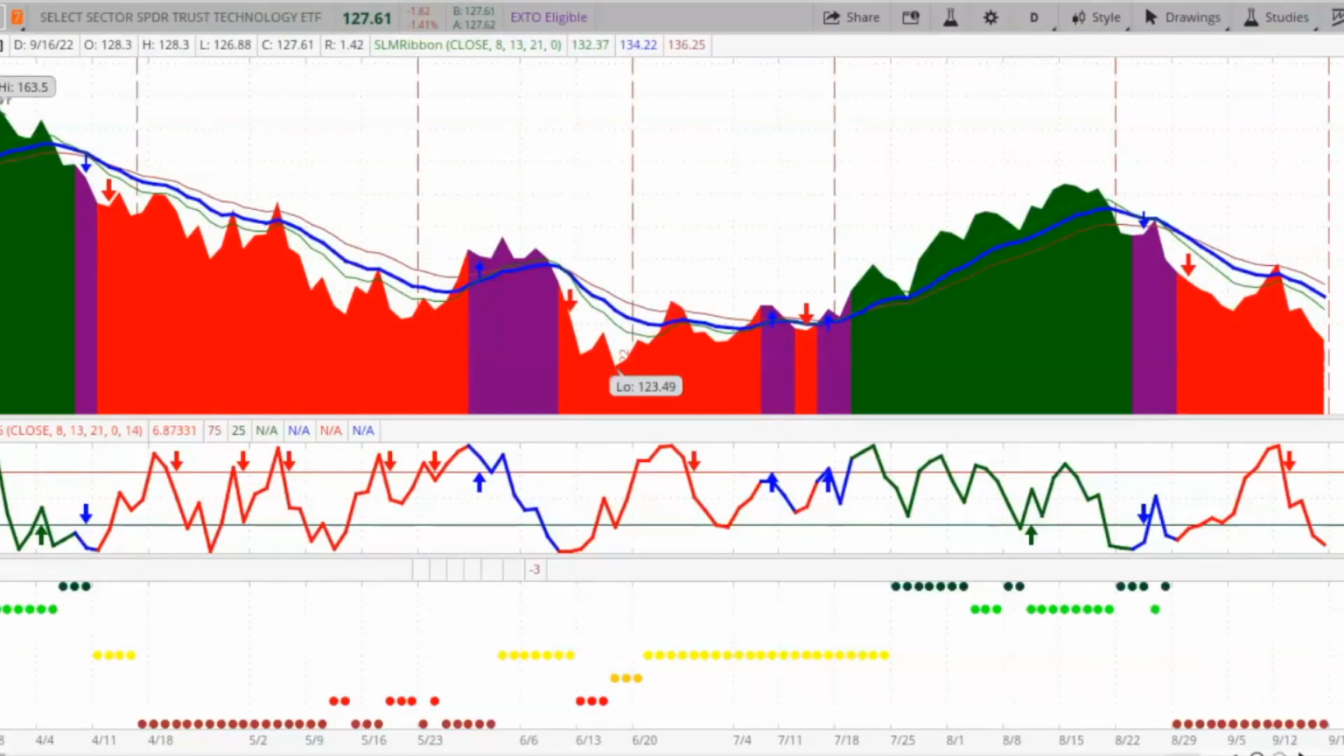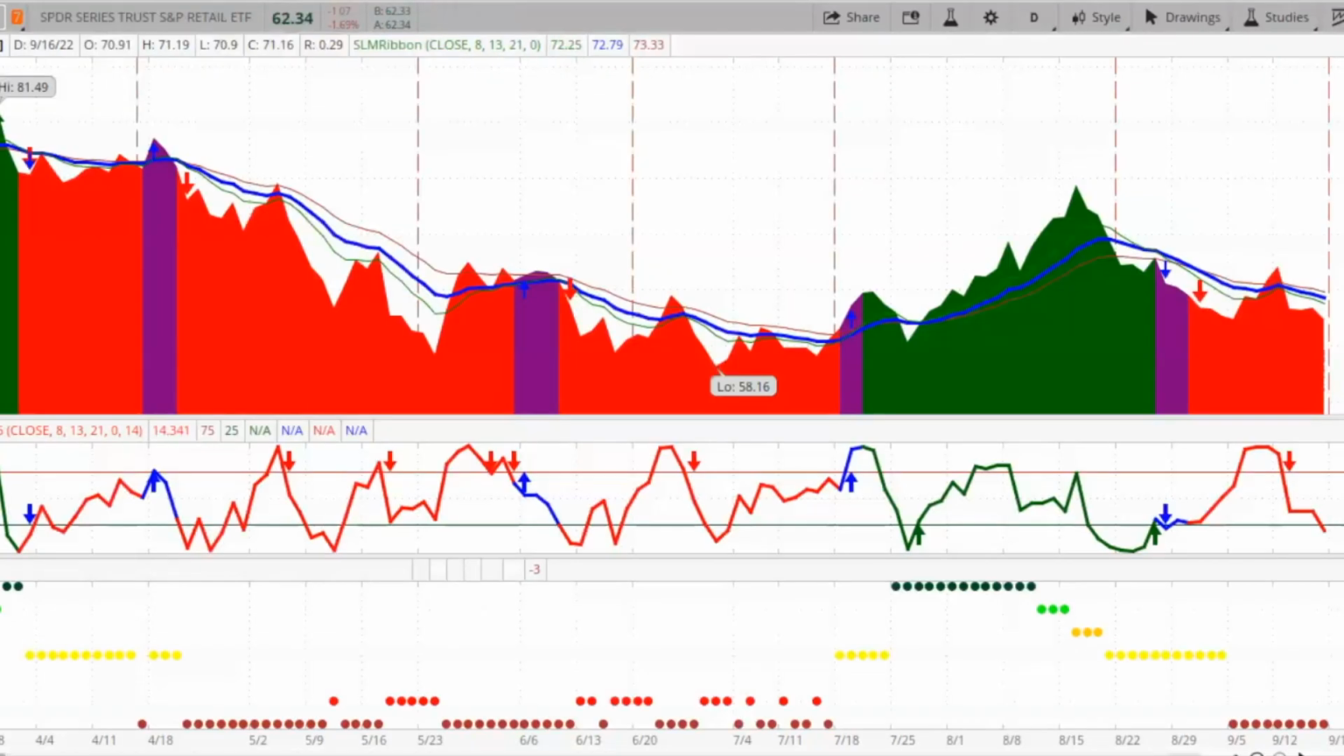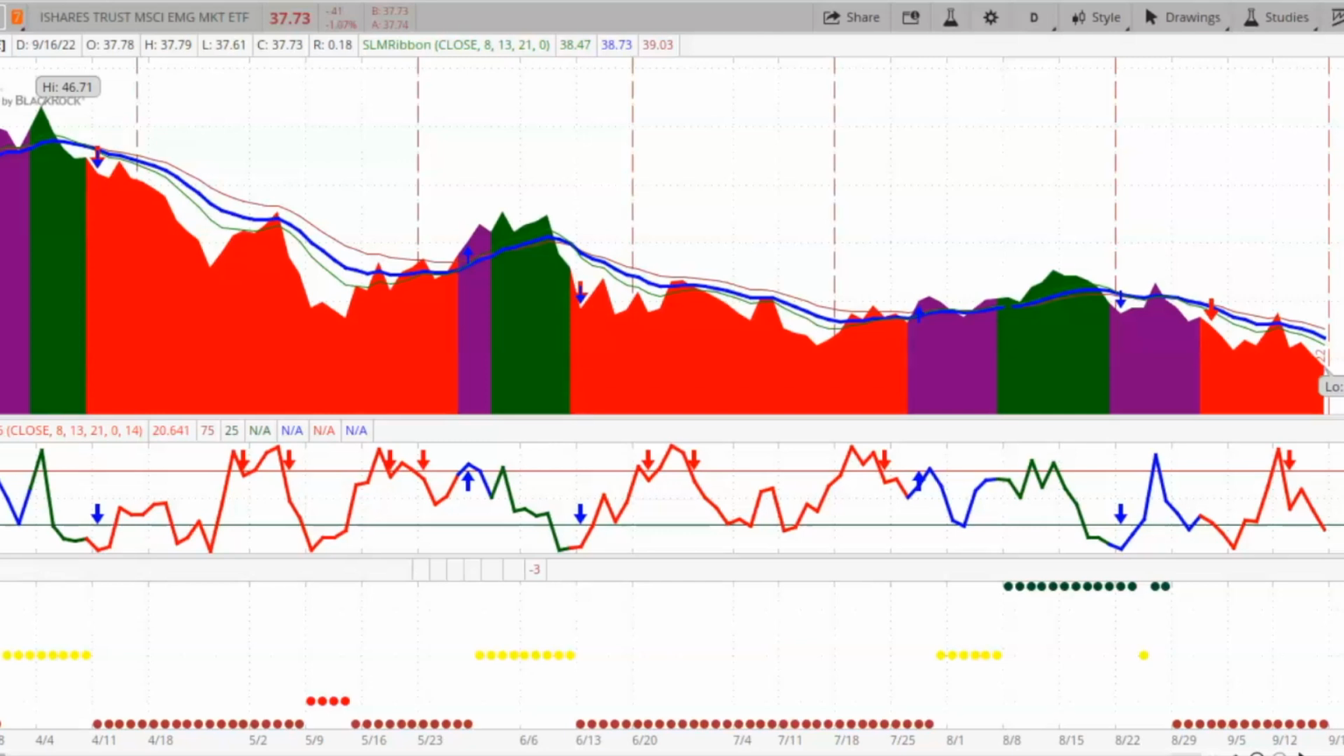XLI, industrials, negative. XLK, the technology, negative. You can see all that. XLP, these consumer staples, those are negative. XRT, which is the retail, still negative. You can see that. You can see the top warning that we had in there if you go back and look at that. EEM, emerging markets, well, they're looking pretty terrible also.